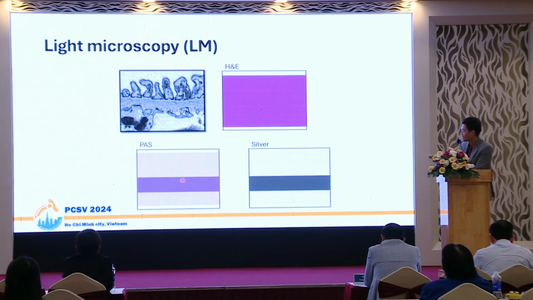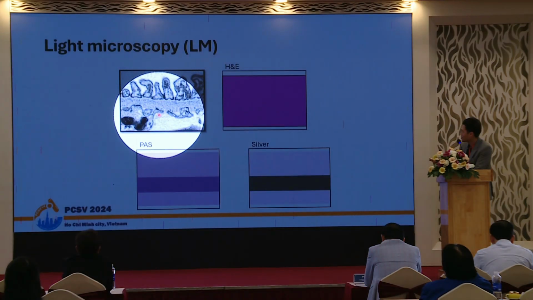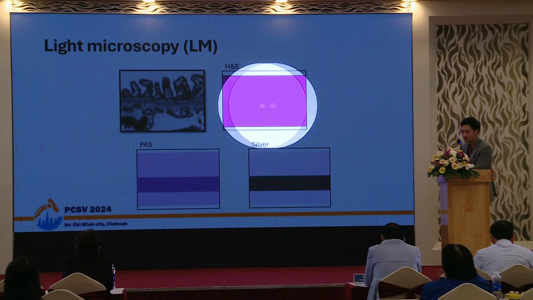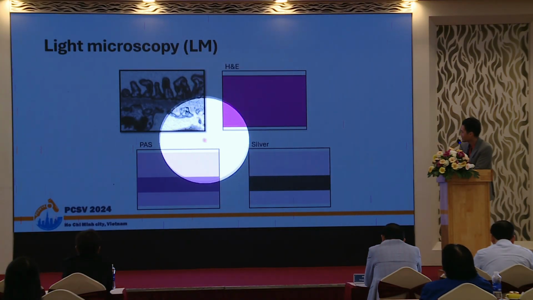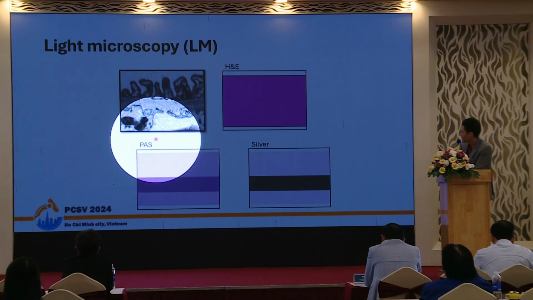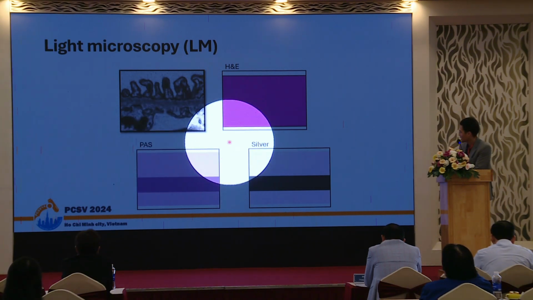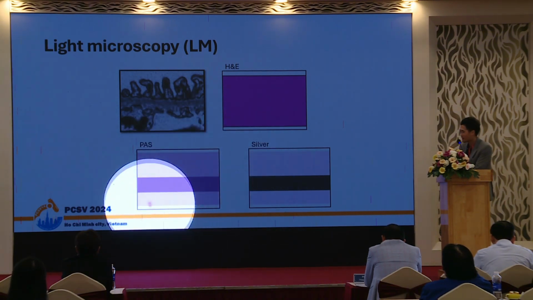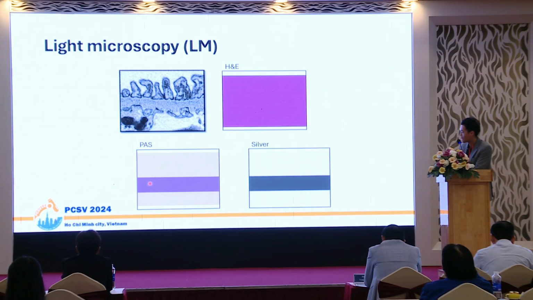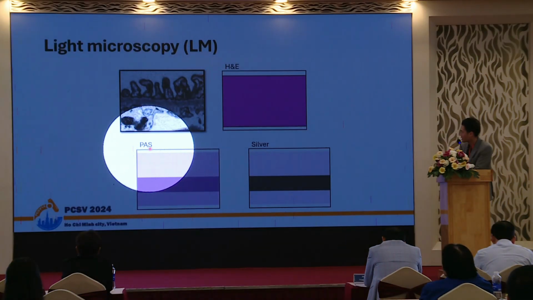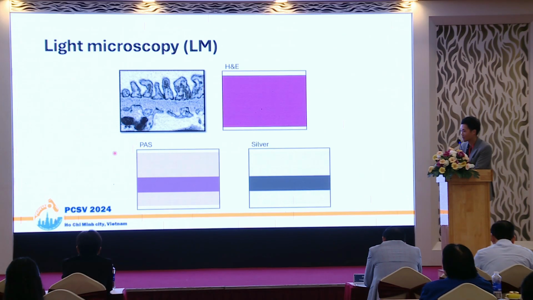H&E stains the basement membrane and cytoplasm in the same color, while PAS and silver stains highlight the basement membrane. Because the basement membrane is a very important indicator for kidney pathology diagnosis, PAS is often preferred over H&E stain.